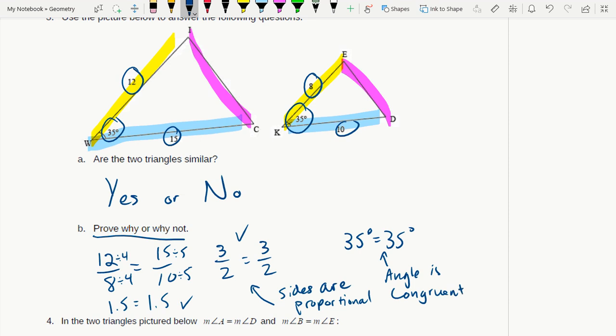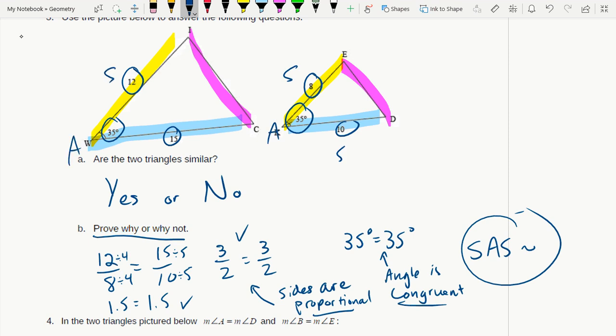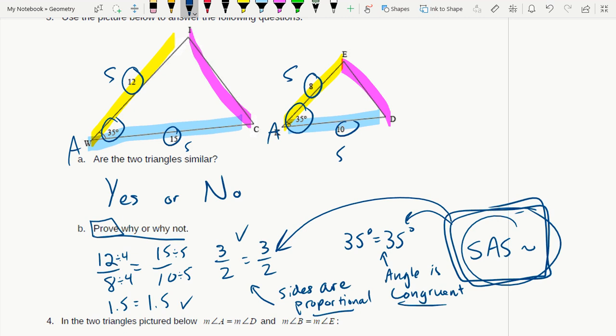Now, if you can prove proportional sides and congruent angles, and you have one of our theorems, now all of a sudden this is SAS similarity. That is my proof. So I'm using SAS. So when you prove, you need to have one of the theorems for your proof. And I want to see that you're talking about the angle and you're checking proportionality.